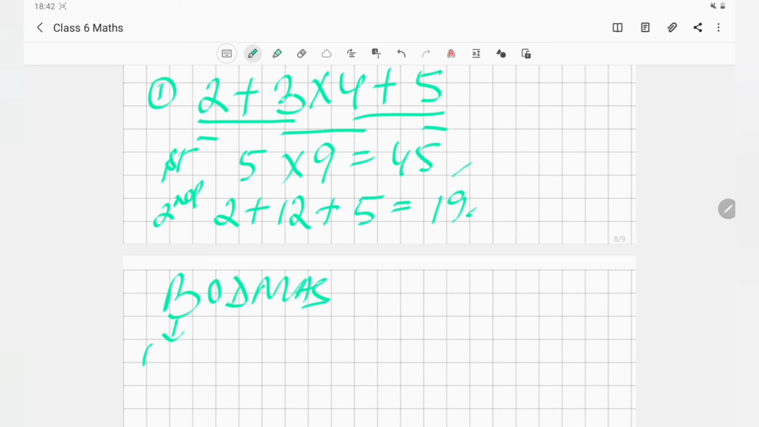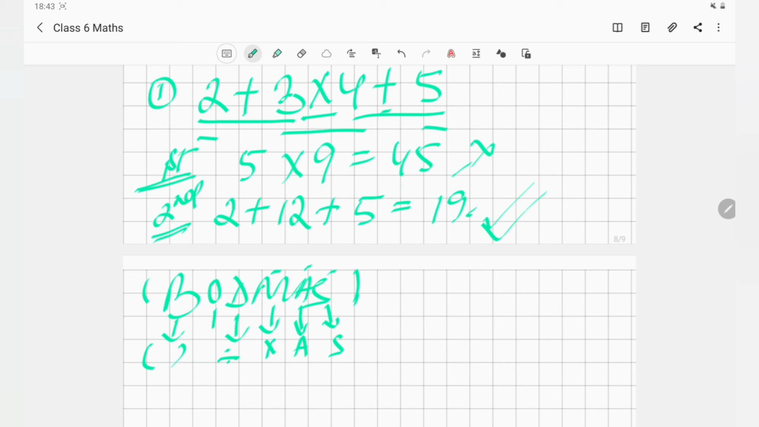right? BODMAS is brackets, of, division, multiplication, addition and subtraction. This is the sequence in which you solve anything. So according to the BODMAS rule, if I have to solve the above equation, I will be first solving it for multiplication because it has higher priority, then addition and then subtraction. So the second solution that we did here is the right way of doing it. This is basically right and this one is wrong, because in order of priority we will first solve it for multiplication and then we will solve it for addition, right, according to the BODMAS rule.